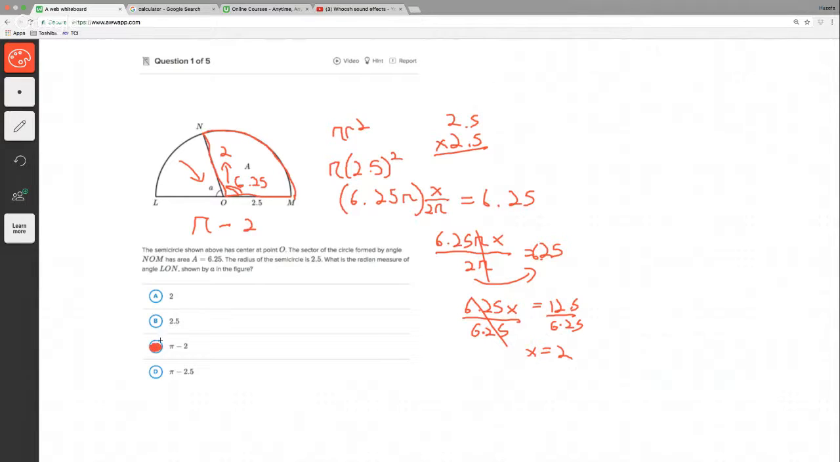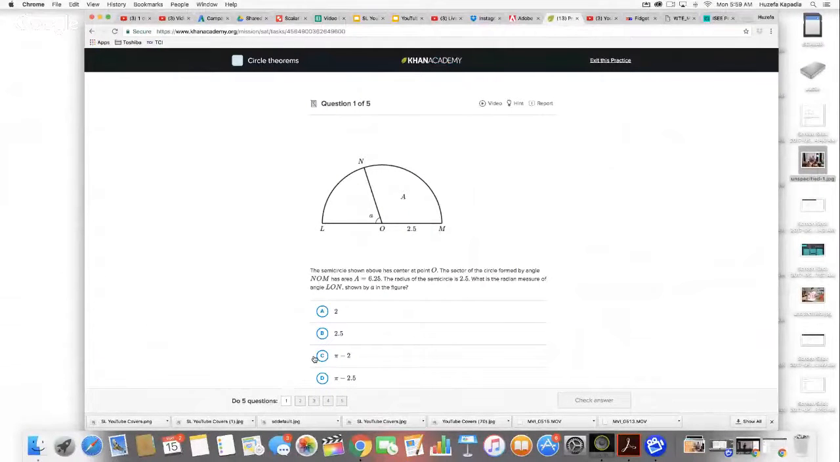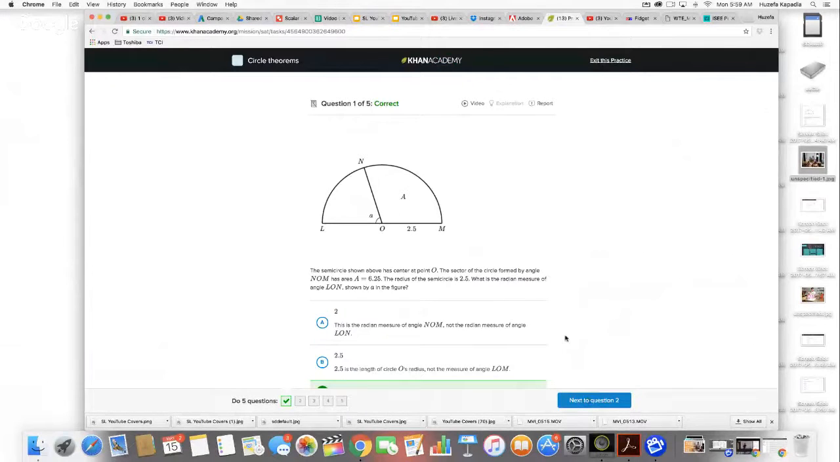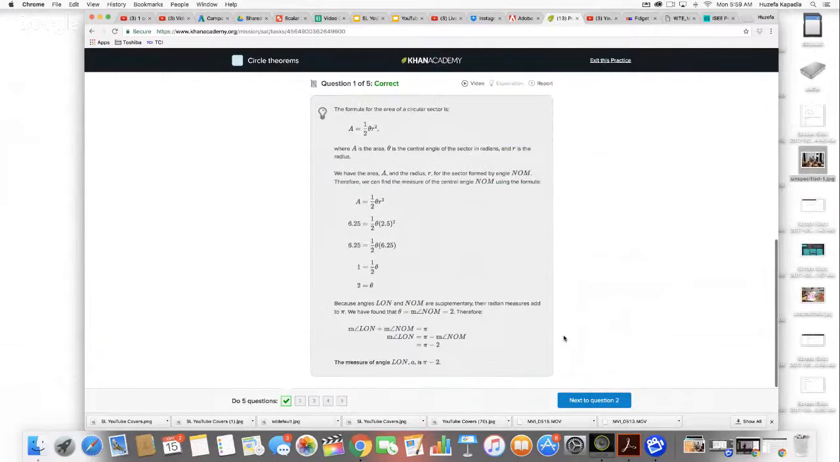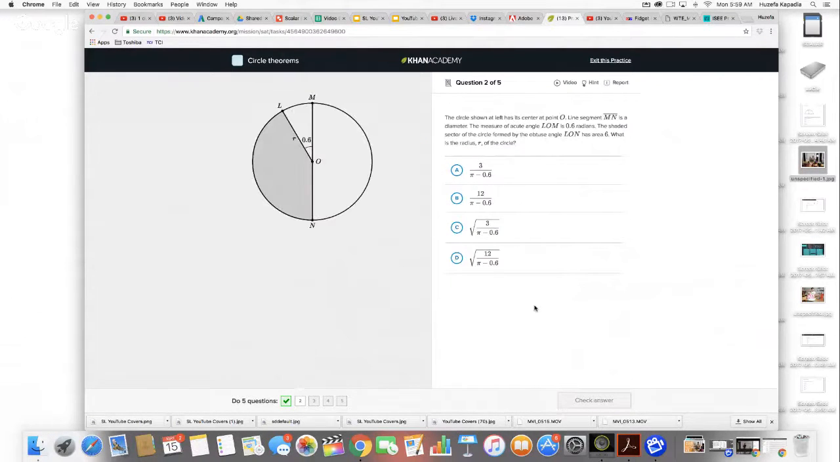You don't have to simplify or calculate it down to an approximation. So I believe pi minus 2 is the answer. This is a pretty hard problem, actually, and yes, it is correct. It looks like they did it pretty similarly to the way that we did it. So that is not an easy question.